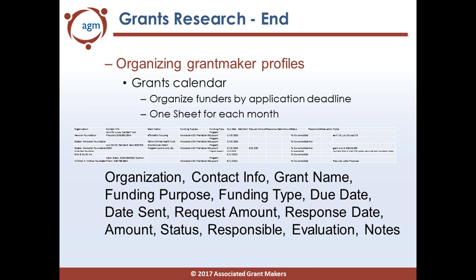It's probably the simplest way to do this, listing the organization, the contact information, the funding purpose, due dates, who's responsible, what information you need, and whether there's a website involved, just to collect yourself so you know what's coming up in January, what's coming up in February, what deadlines are coming in March, April, et cetera, et cetera.